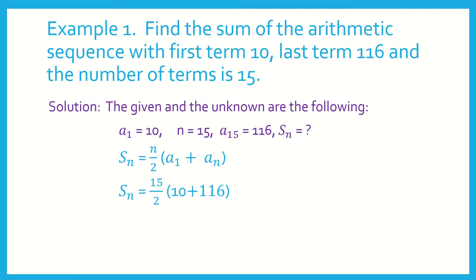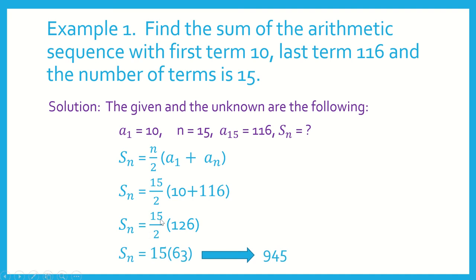Now the next step, be careful on this one, because the thing that we should perform first is the one inside the parentheses. So that is 10 plus 116 first before we do the division. Okay? So 10 plus 116 is 126. Now, if we're going to divide 15 by 2, we will get a fraction or a decimal value. So what we're going to do is to check out 126 divided by 2 if it's going to give us a whole number. So let us see.